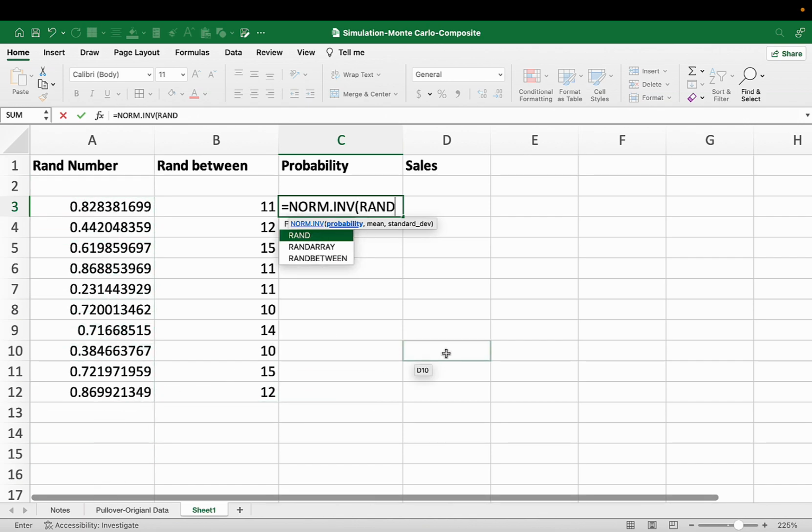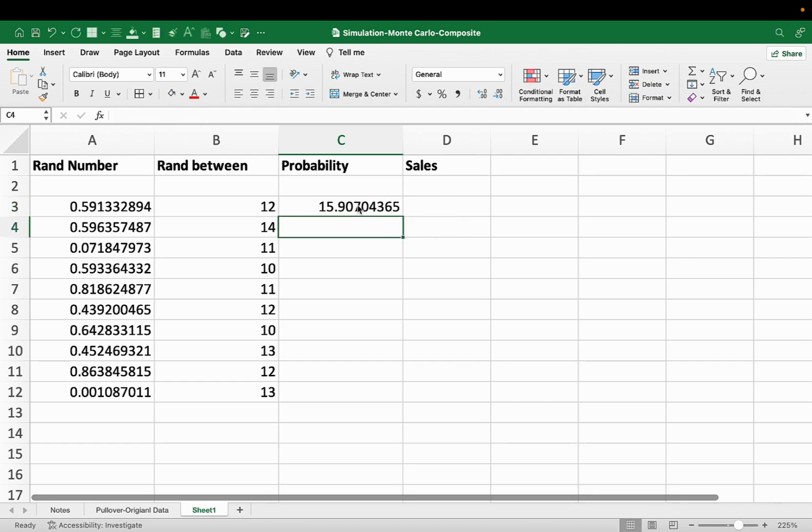For that, I will just write RAND, parentheses open and close, and then as you can see, it asks for the mean and standard deviation. Now I will write the numerical values of the mean and standard deviation. Let's say the mean is 10 and the standard deviation is 2, and if I hit enter, it will give me a value. So this is the formula for generating it. Again, because it uses the RAND function, and RAND numbers are automatically generated and keep changing, your answer will also change accordingly.